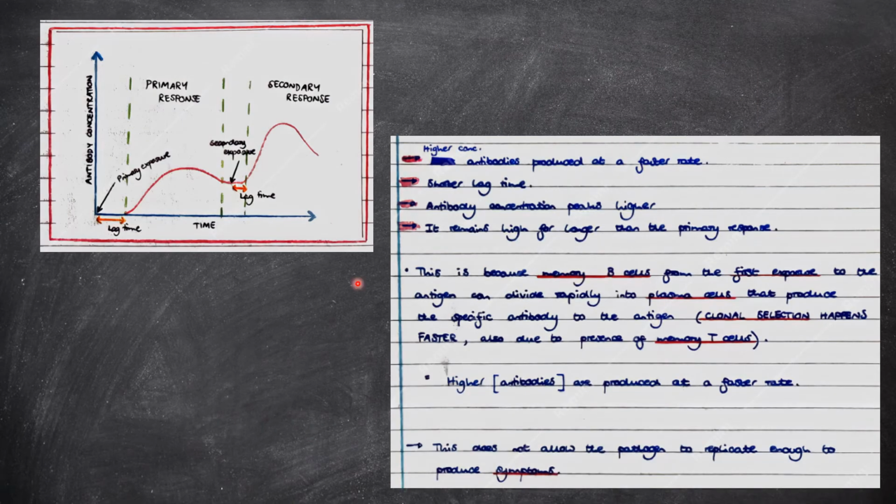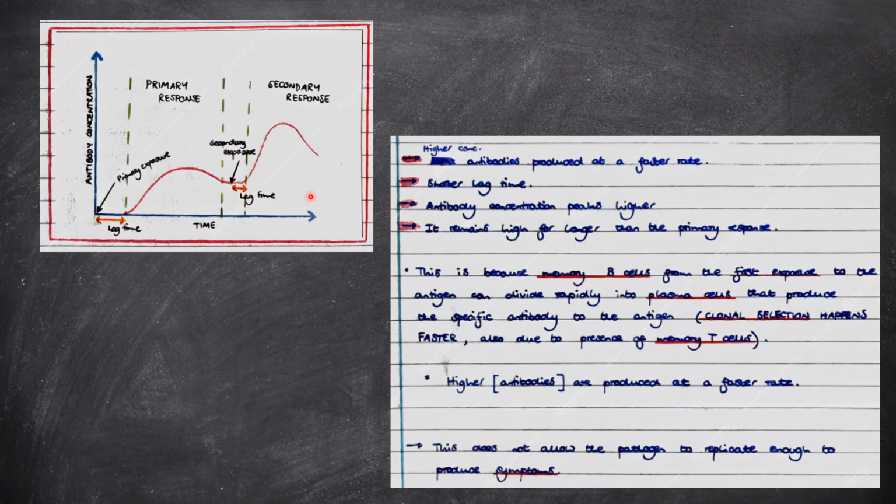When comparing the primary and secondary immune responses, you may get shown a graph looking a bit like this. And you can see that the secondary immune response, which is after this dotted green line here, has a higher concentration of antibodies produced at a faster rate. There's a shorter lag time, the antibody concentration peaks higher, and also the concentration of antibodies remains higher for longer.